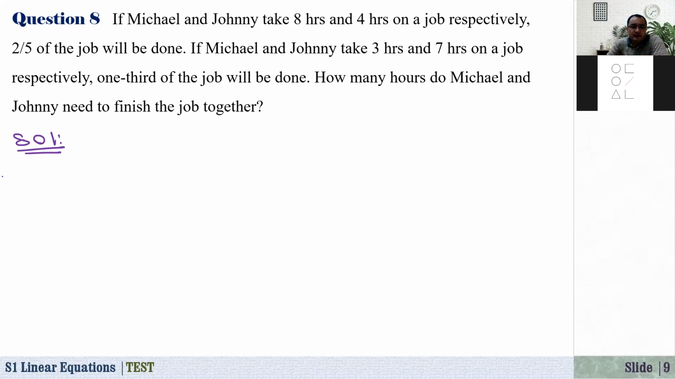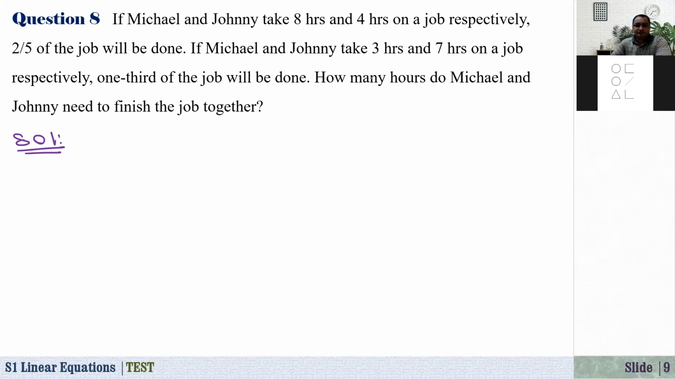Okay, so here again, it's a kind of rate problem, right? So let's say the rate of Michael is M, the rate of Johnny is J, and Michael and Johnny, right?